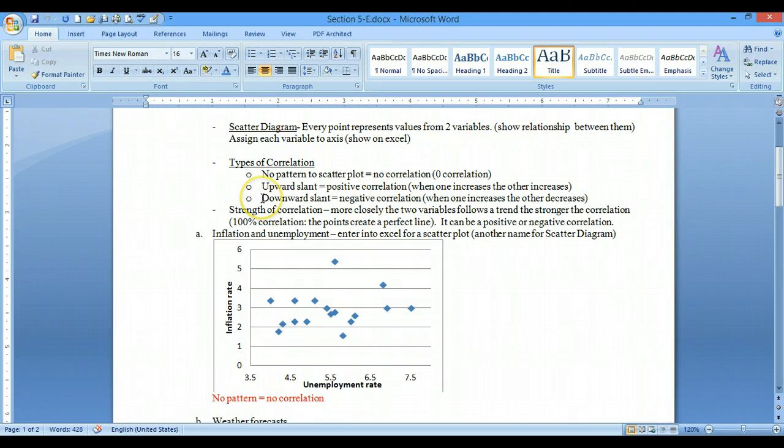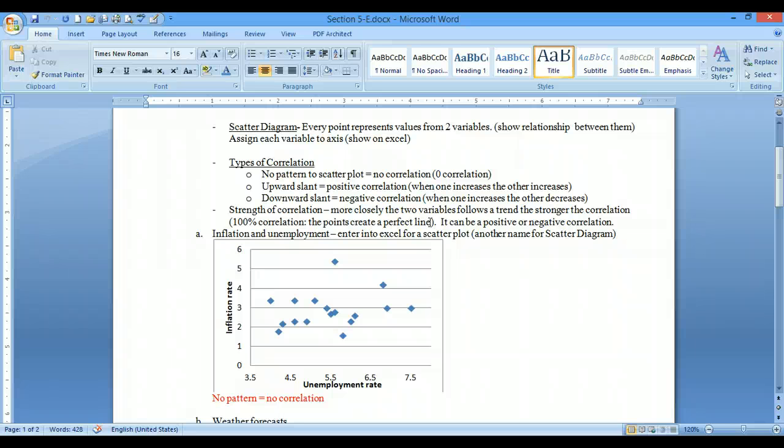The last one is a downward slant. This is a negative correlation. This is when one increases, the other is decreasing. Talking about the strength of correlation, the more closely the two variables follow the trend, like we talked about, making a line, the closer it creates some sort of a line or a trend, the stronger the correlation. 100% correlation, the points are actually creating that perfect line. And that 100% correlation can either be a positive line or a negative line, where one is increasing, the other is increasing, or one's increasing and the other is decreasing.